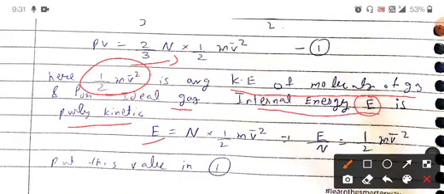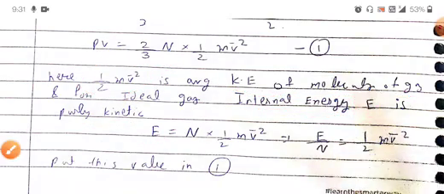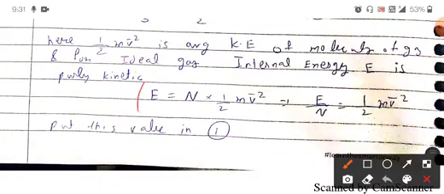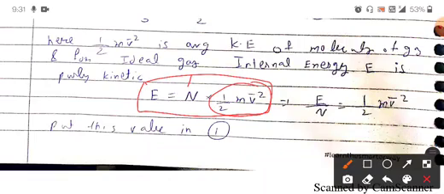So this is the internal energy of the gas. The internal energy will be equal to capital N, the total number of molecules, multiplied by the average kinetic energy of one molecule, that is half m v bar square. And E by N is equal to half m v bar square. That means this is the internal energy per molecule.